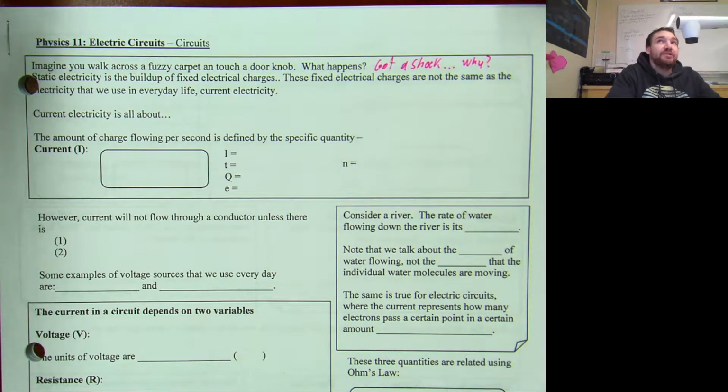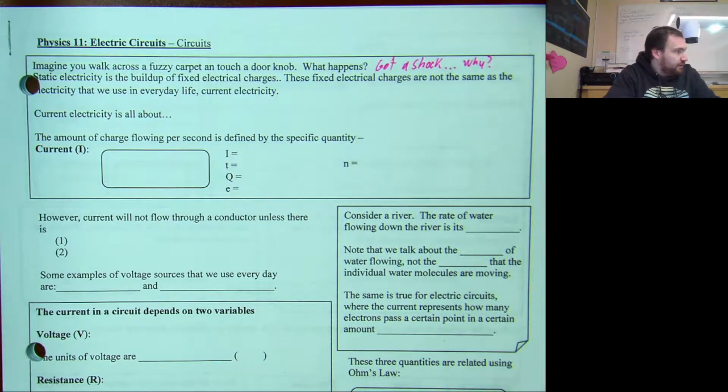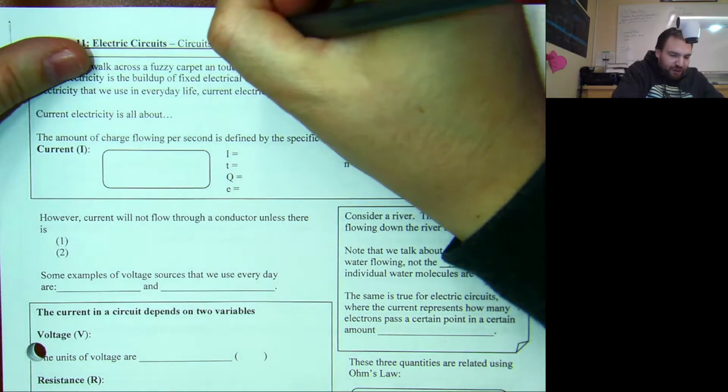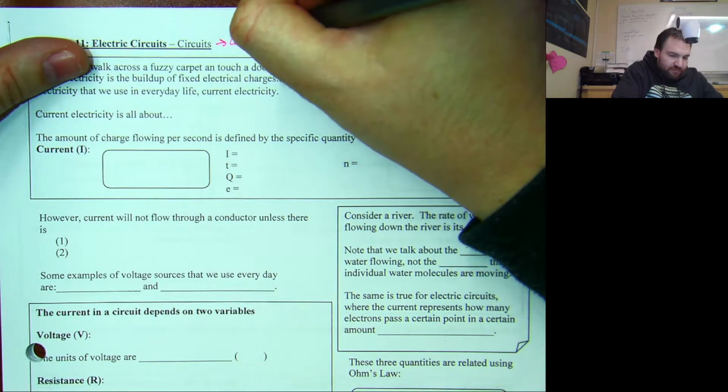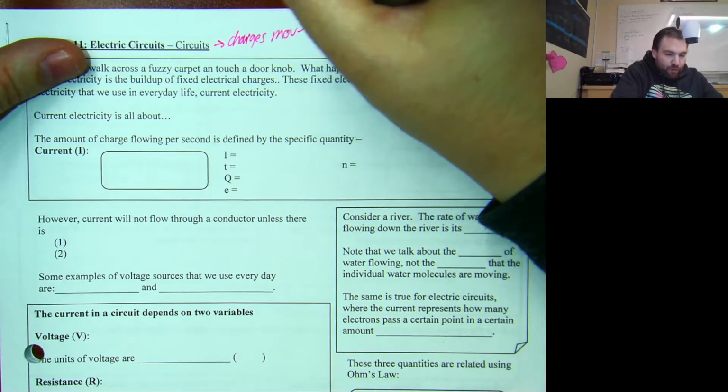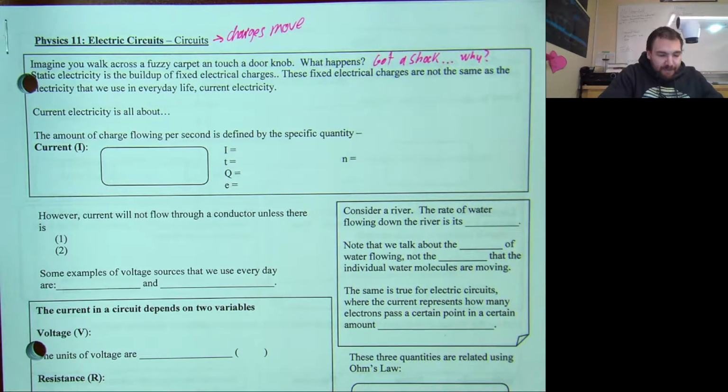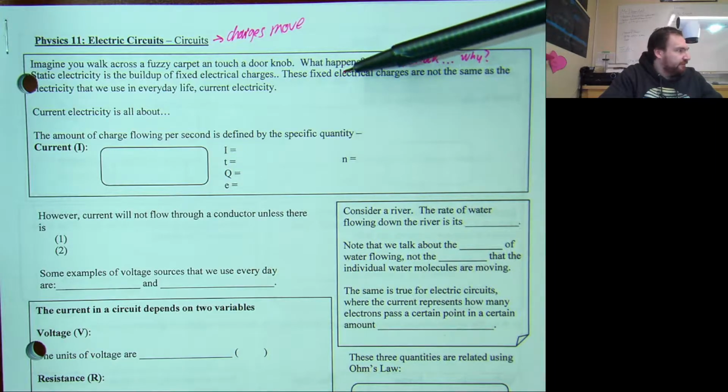But this is circuits. How is circuits different than electrostatics? Circuits require what? Needs to circulate something. Yeah. So we've got moving charges now in this case. So circuits require charges to move. What charges? We'll figure that out.